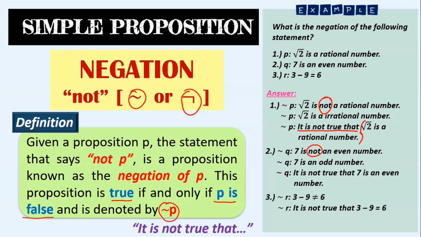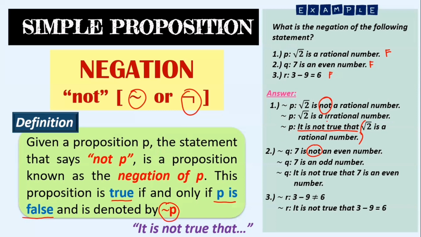It says here that these negations are true when the given propositions are false. So let us see if 1, 2, 3 are false. Square root of 2 is rational. We know that the square root of 2 is irrational, so this is false. 7 is even. We know 7 is an odd number, so this is false. 3 minus 9 is equal to 6. This is false because the answer here is negative 6. Since these are false, their negations are true.